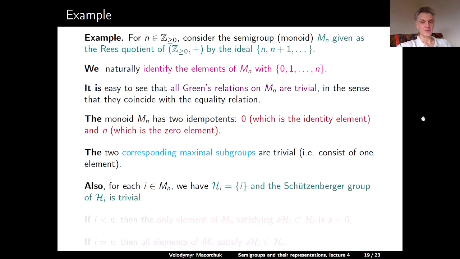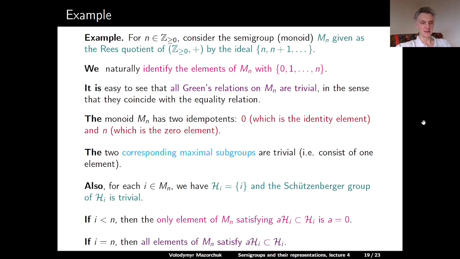And further, for each element i in Mn, the H class of i is trivial, so it consists of one element i, and so the corresponding Schützenberger group should be a subgroup of the symmetric group on one element, so it's also trivial. If the element i is smaller than n, then there is only one element in Mn which sends the H class of i to the H class of i, that's the element 0. If i is equal to n, then all elements of Mn send the H class of i to the H class of i. So this is how it works.